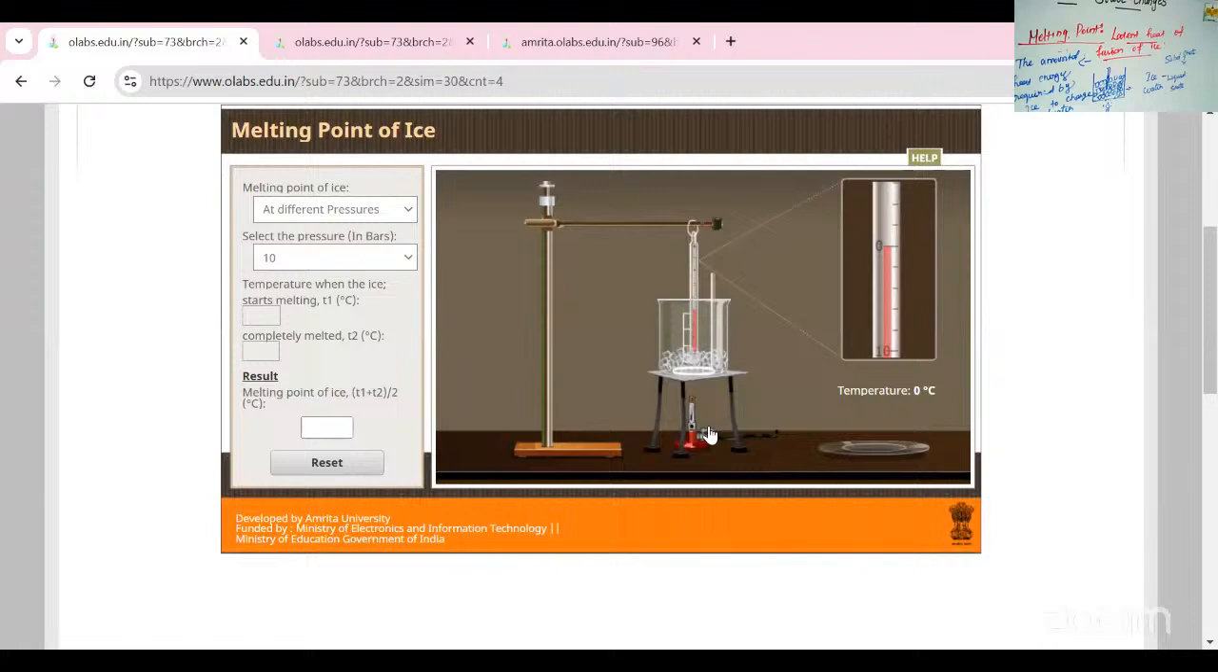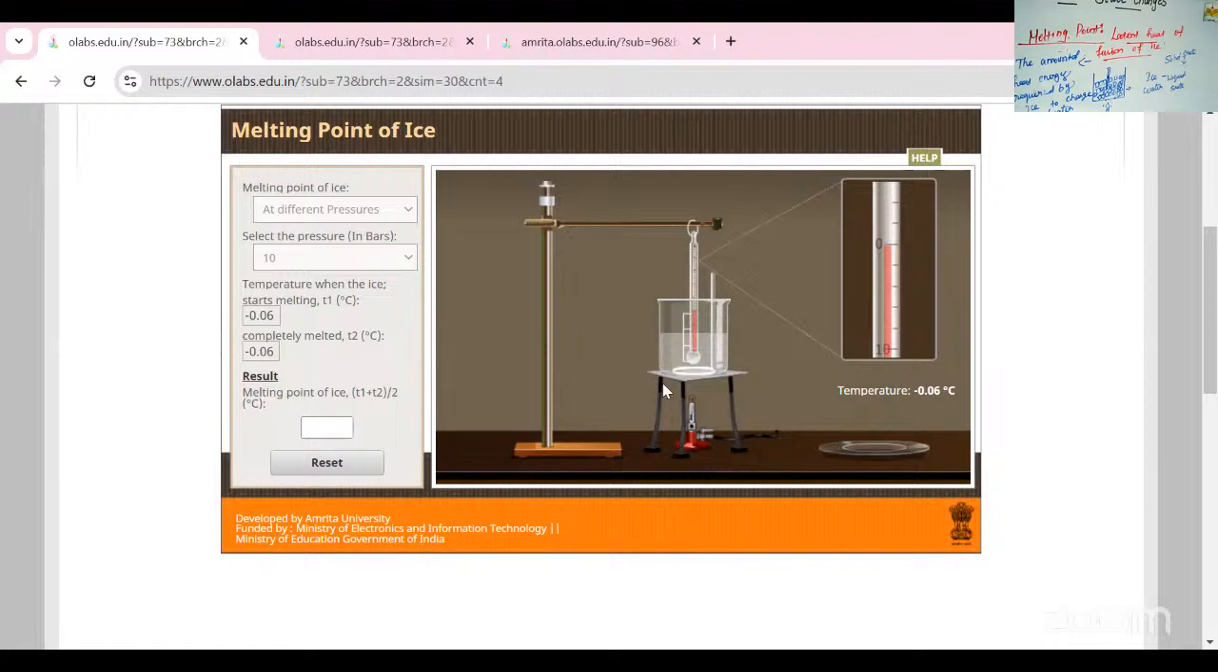Now I'm going to turn on the burner. The ice cube is slowly melting in this place. The stirrer helps the melting process. Just look at the temperature level. The thermometer level is changed. Yes, the temperature is 0.0 degrees Celsius.